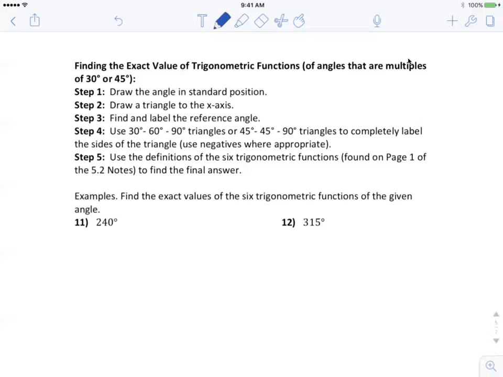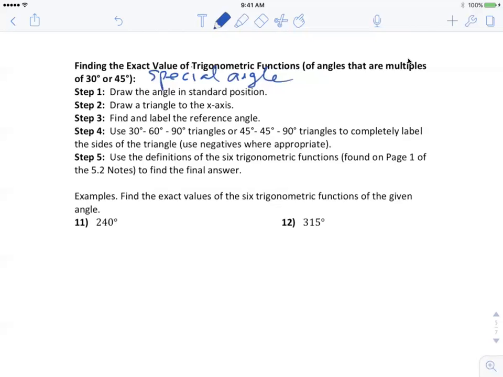Moving along, all of this comes together in these problems. The reason for 30, 60, 90 triangles and reference angles, and all of that is finding exact values of trig functions of angles that are multiples of 30 or 45, or we're going to call those special angles. So if you ever see that term special angle, a special angle is a multiple of 30 or 45 degrees, because then you can use those 30, 60, 90 triangle properties or the 45, 45, 90 properties. Okay. And here are some steps in order to accomplish that.